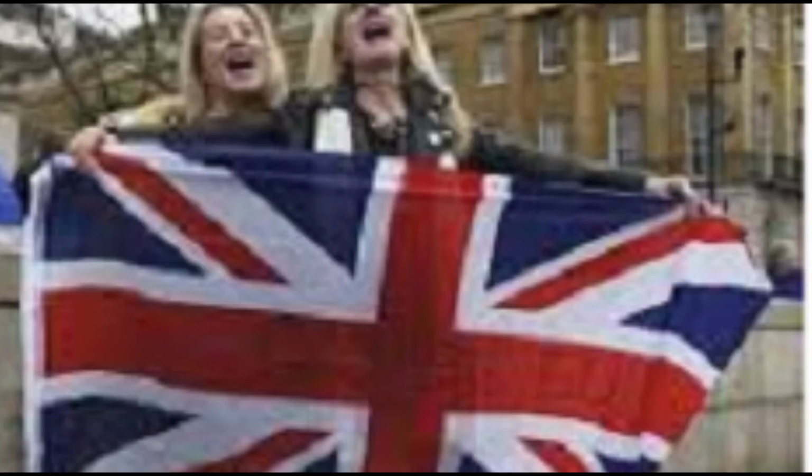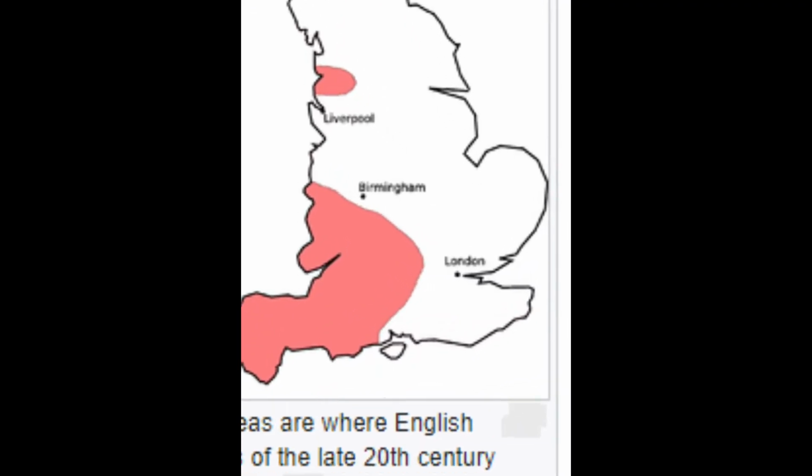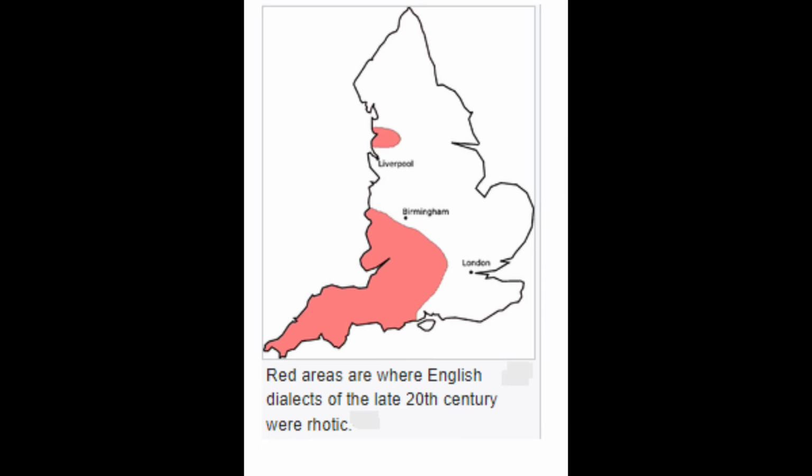The standard British English, spoken by Londoners, is non-rhotic. British people pronounce the letter R only when it is the beginning sound in a syllable, as in rice, ramen, and bright. If R occurs after a vowel in a syllable, it is not pronounced.